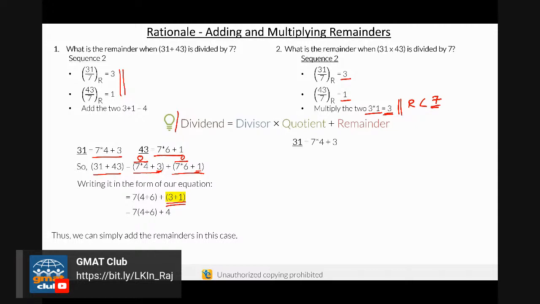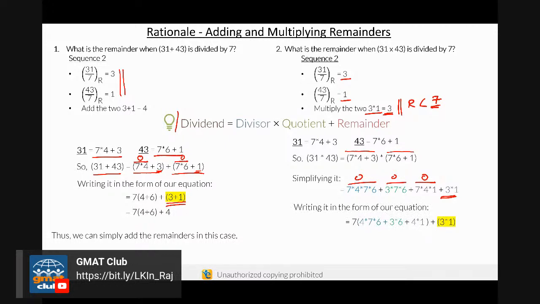Okay, so how do we do this? We again express 31 as 7 times 4 plus 3. We express 43 as 7 times 6 plus 1. So when we say we want to find out the remainder of 31 times 43, what we are really saying is we want to find out the remainder of the product of entity 1 with entity 2. Essentially, when you simplify it, you get these four terms, and you see that this term leaves a remainder 0, this term leaves a remainder 0, this term leaves a remainder 0. The only remainder is over here. Okay, which is the product of individual remainders over here, again with that constraint.